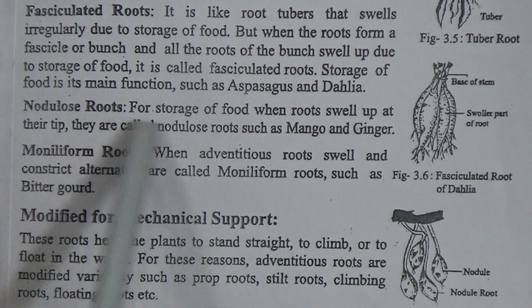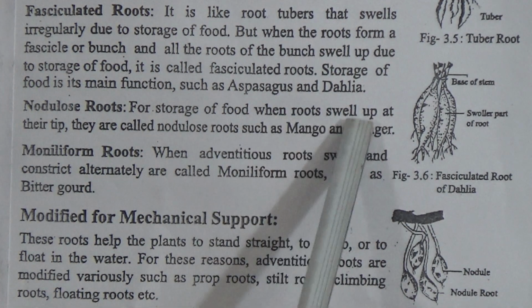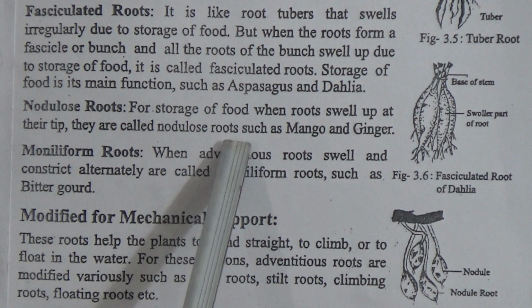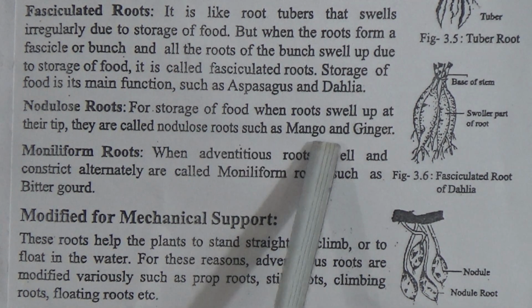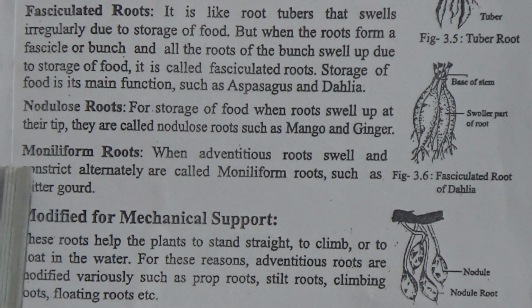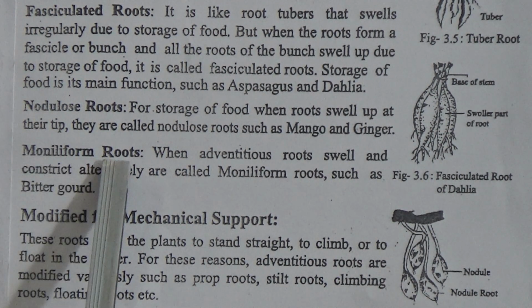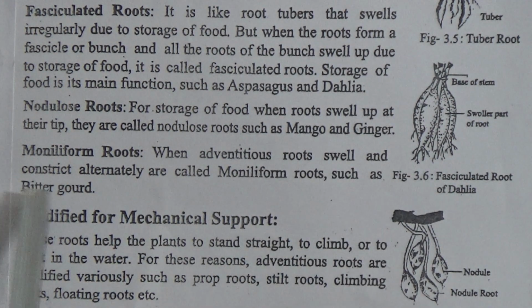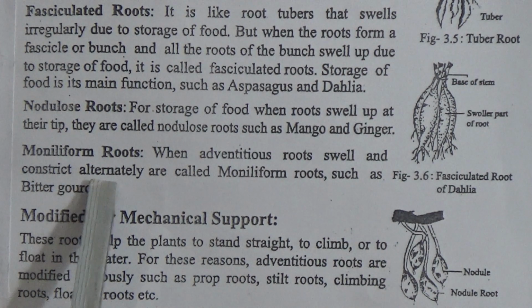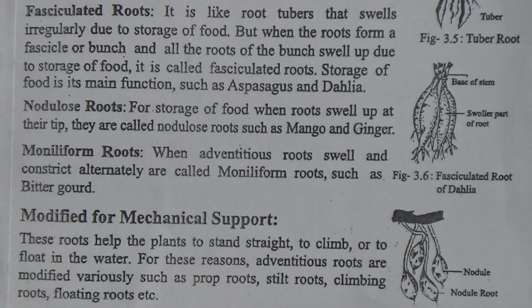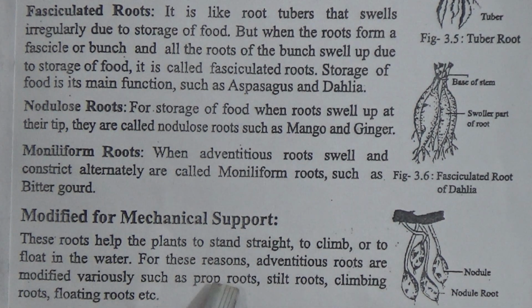Nodulose roots. For storage of food, when roots swell up at their tip, they are called nodulose roots such as mango and ginger. Moniliform roots. When adventitious roots swell and constrict alternately, they are called moniliform roots such as bitter gourd. Now, here is modified for mechanical support.